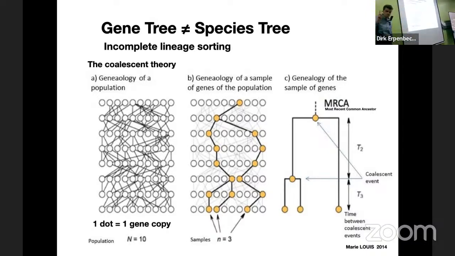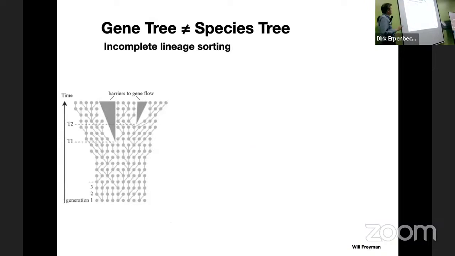Now let's combine this with some speciation events. Again, all our gene copies throughout time. This is the oldest, and this is the youngest here. We're now upside down, sorry about that. And we have here two barriers, which at a certain moment stop the gene flow in this population. At this moment, these guys cannot interact with these anymore, and with this barrier, these cannot interact with these anymore.